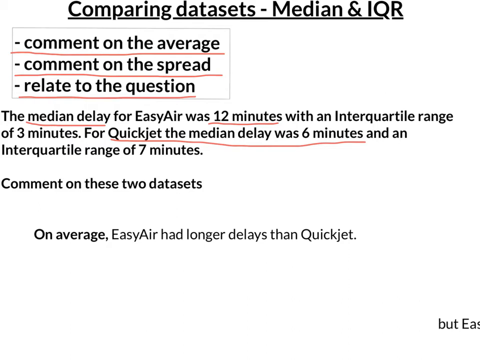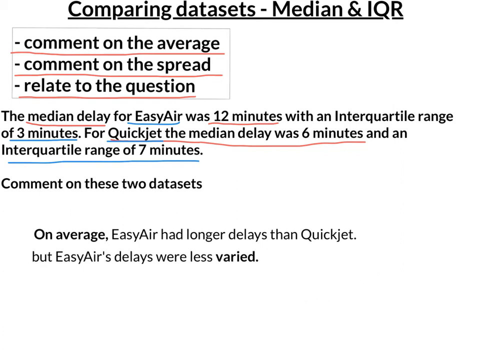So now I need to come on to the next bit, which is look at the spread. So these are the interquartile range values. So we've got the interquartile range of Easy Air was 3 minutes, but the interquartile range of QuickJet was 7 minutes. So the 7 minutes, the QuickJet, their delays were more spread out, so they were more varied. Okay, so we could also say that the Easy Air delays then were less varied. So my second line is going to be, but Easy Air's delays were less varied.